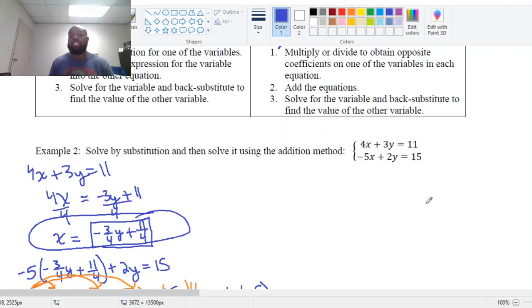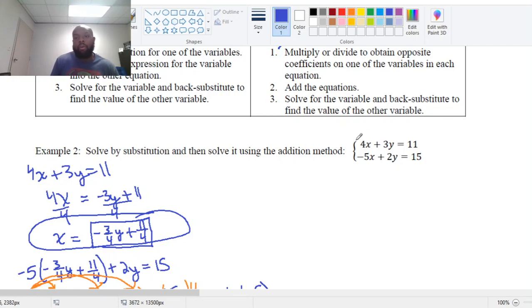They're opposite sides of 0, right? Since this one's positive and this one's negative, I'm just going to get opposite coefficients in front of the x. I'm going to multiply this equation by a number so that I can get the opposite of a number I can get here. Now, 4 and 5: think about the multiples of those numbers. The least common multiple between 4 and 5 is 20.